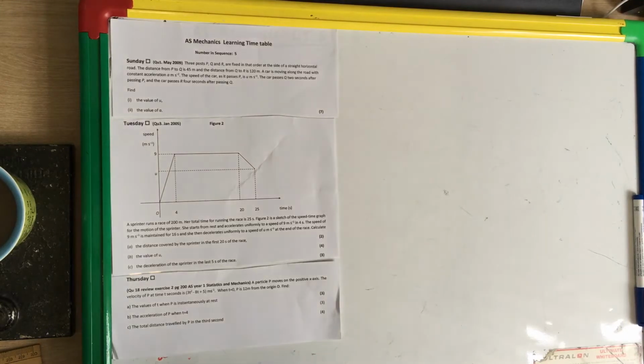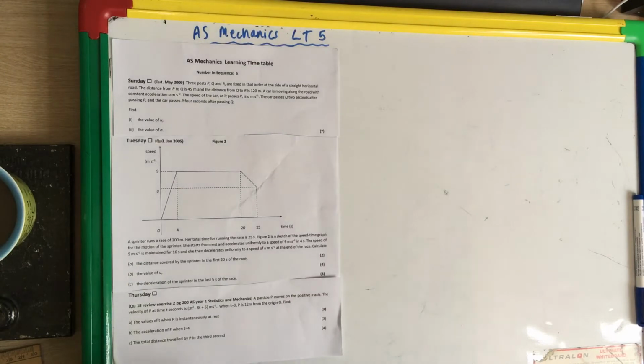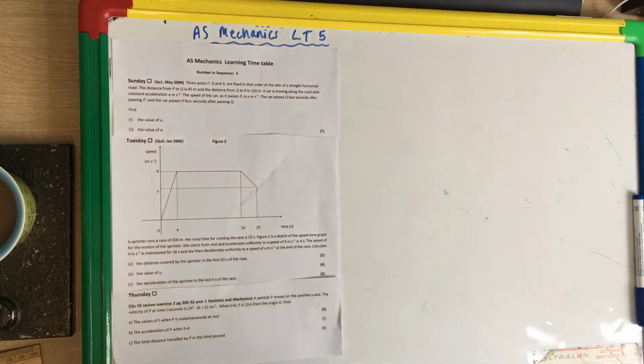Okay guys, so this is learning timetable number 5. There it is. And so this is your homework for this week. And again, it's practice of 3 exam questions. I've gone all high tech. I'm in my office still, so I'm filming the next 3 in my office. I've gone all high tech today.